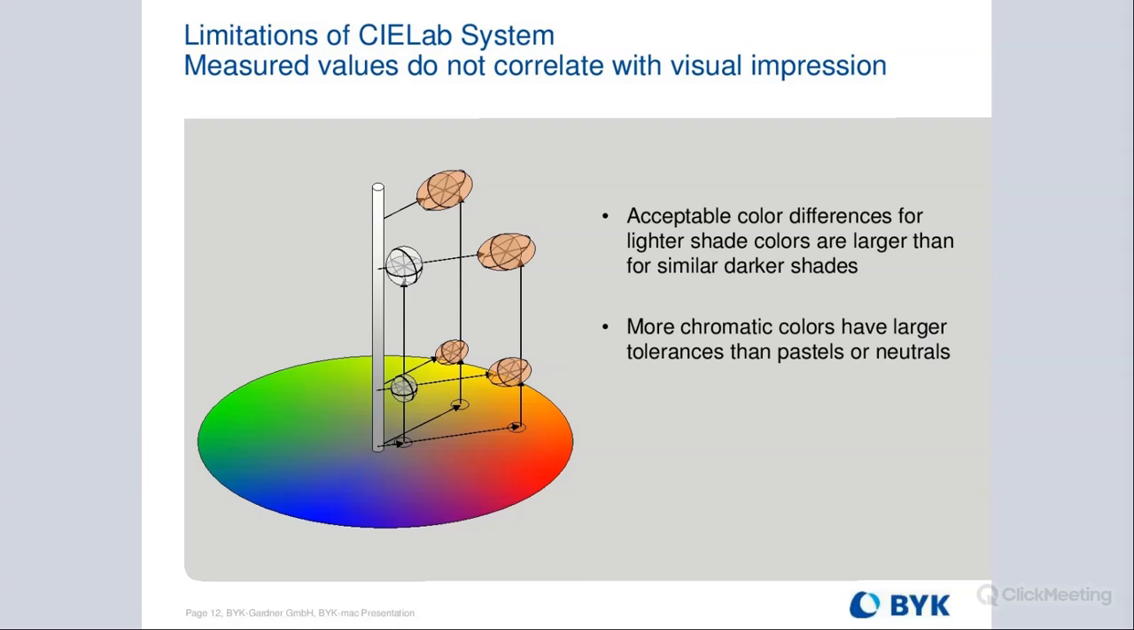So these are talking about the limitations again. Unacceptable color differences for larger shade colors are larger than for smaller and darker shades. And the more chromatic colors have larger tolerances than pastels or neutrals. So essentially, our eyes are very sensitive to pastel colors and very achromatic colors, whereas with chromatic colors, our eyes aren't as sensitive. So you can think of a fire engine red color as having a very high tolerance versus a pastel red, because we'll be able to see those differences a lot more clearly in the pastel colors.